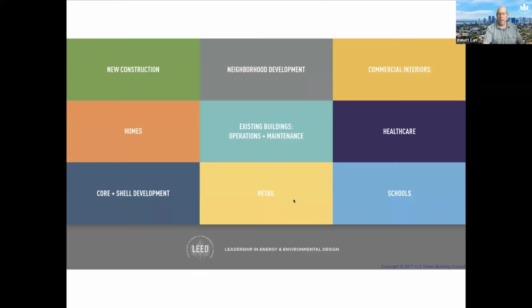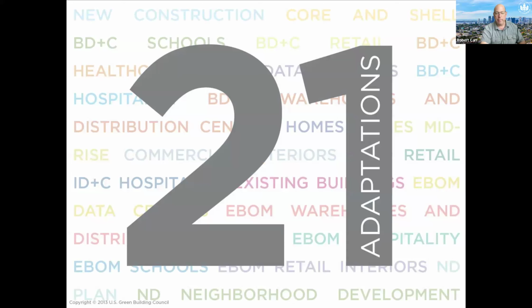Like we said, it's very flexible. We have new construction, core and shell, retail, existing buildings, healthcare, schools. There's a certification for any building you have, because all buildings are not the same. The realities of operating a hospital versus a warehouse are two very different things. Data centers now are incredibly energy intensive, also water intensive. It may not be obvious, but they are. So the rating systems adapt to the actual type of building that you have. These are the 21 adaptations, which is pretty significant. It's not a one size fits all thing.